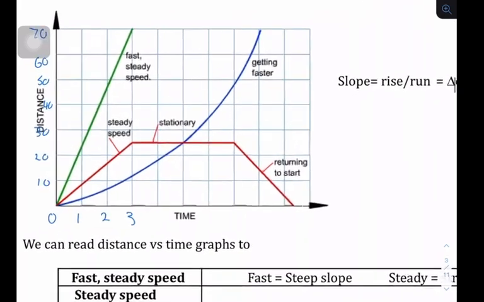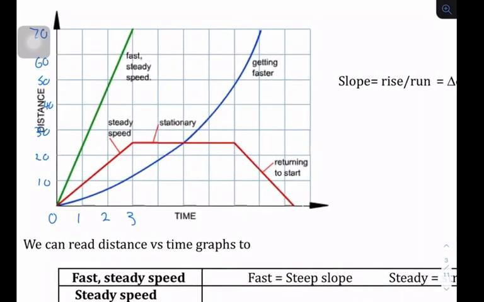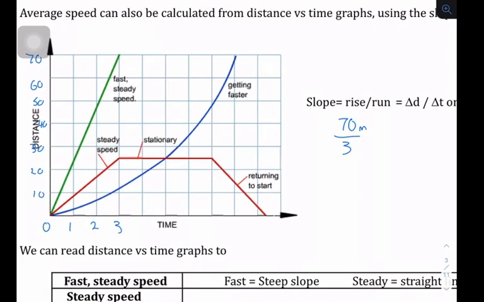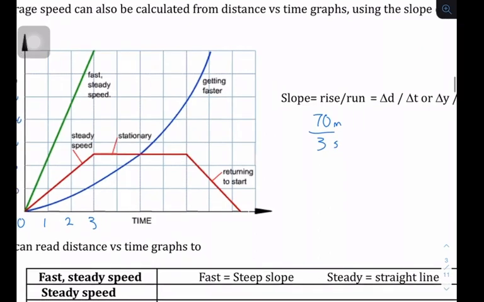Let's look at the green line. The green line travels a distance of 70 meters in 3 seconds. So our rise is 70. Our run is 3. That 70 would be in meters, the 3 would be in seconds. It ends up being 23.33 meters per second.